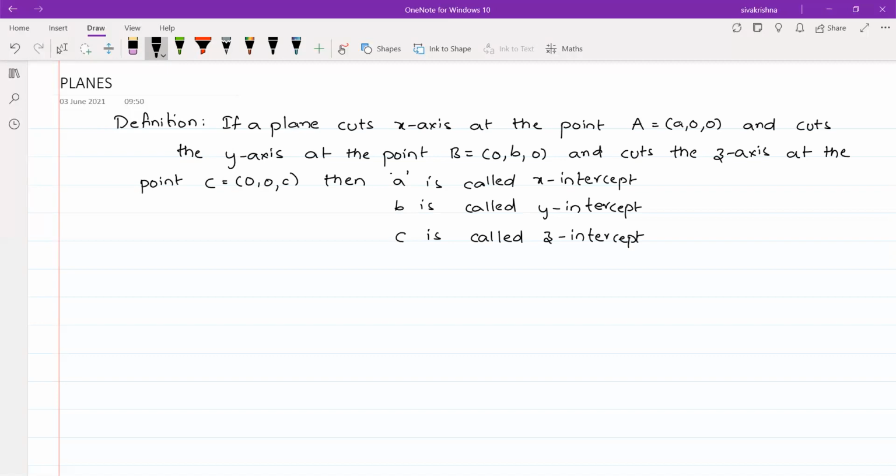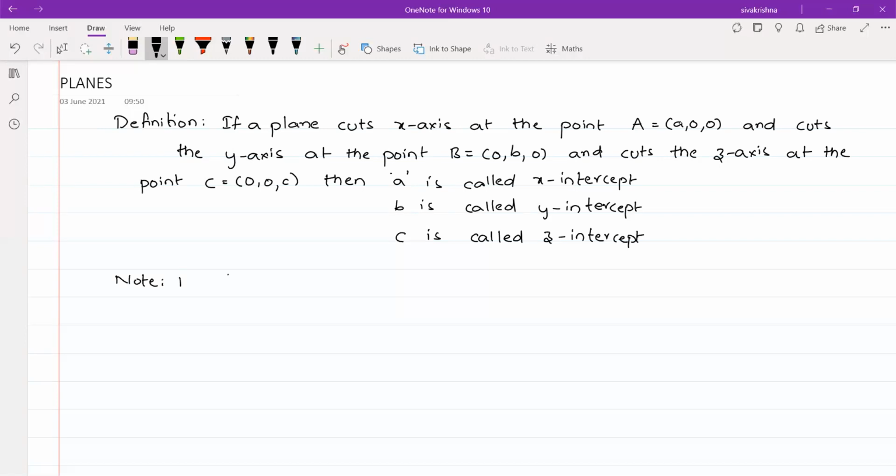if a plane cuts the x-axis, y-axis and z-axis at these particular points, then we call small a the x-intercept, small b the y-intercept and small c the z-intercept. So this is the definition. Okay, so coming to note point 1.